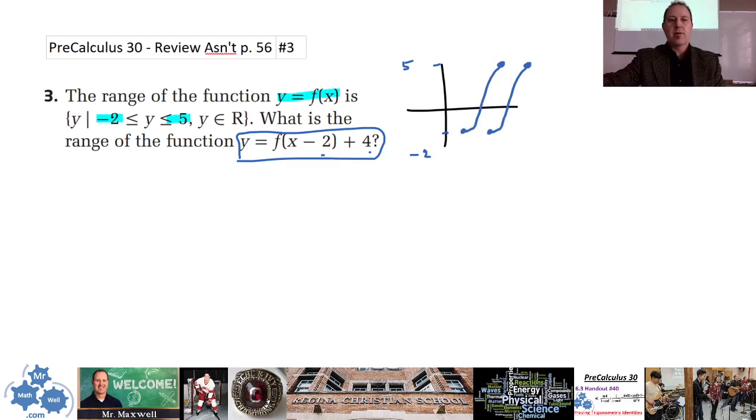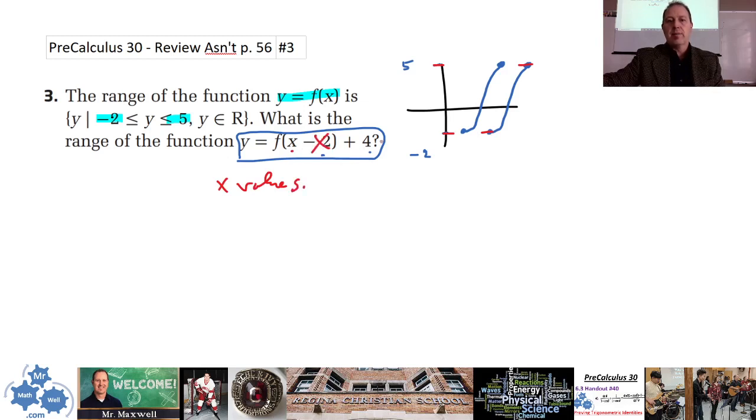Now, how did that change the range? The range was -2 to 5 before. If we move it just to the right, the range is unmoved. Anything that happens inside there to the x is going to affect the domain, the x values, not the y values. So this one doesn't affect the range.